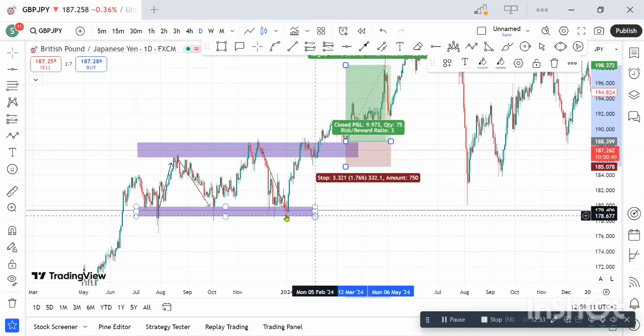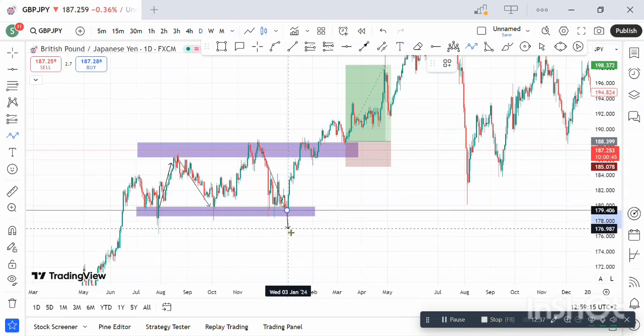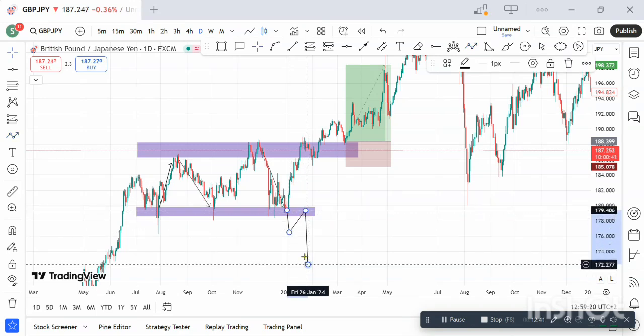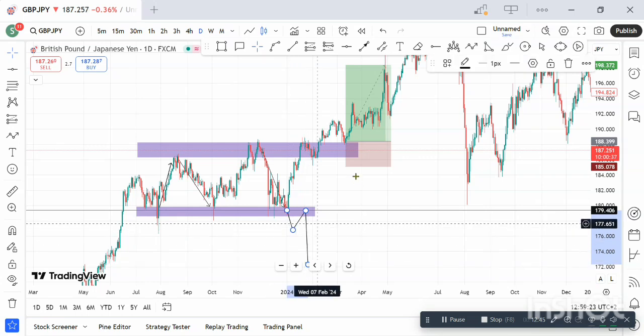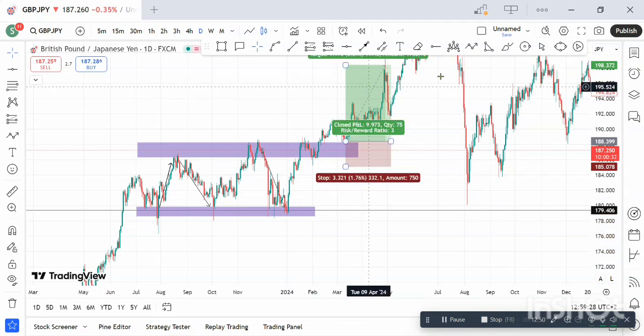Now because the market didn't break this support right here, I wouldn't sell. If the market broke out of this support right there, it would have been sells. We understand that, guys, because this support would be turned into a resistance.